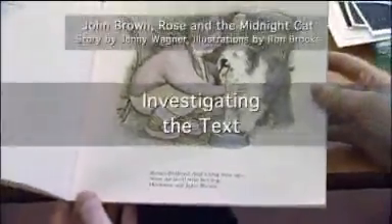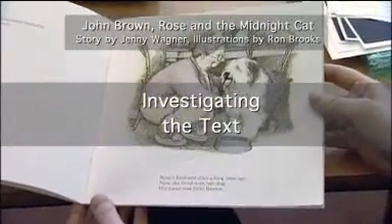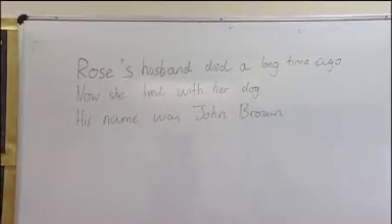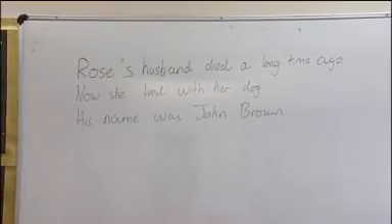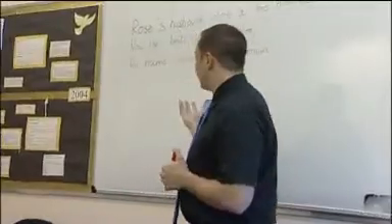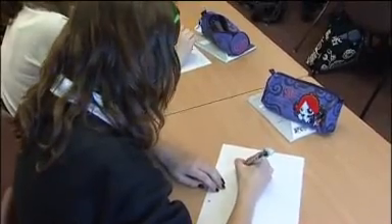We've got, guys, the opening here to a book. Rose's husband died a long time ago. Now she lived with her dog. His name was John Brown. What can we notice straight away about this text? It was just quite simple.